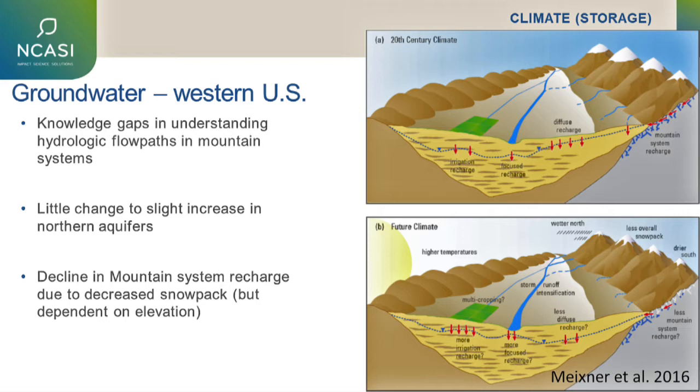What they found was that overall there was little change to even a positive increase in terms of northern aquifer water storage. But they did see a decline in mountain system recharge due to decreased snowpack. But they note that that is dependent on elevation. So this is informative, but this is certainly an area where there are some major knowledge gaps in terms of what groundwater recharge looks like with climate change.